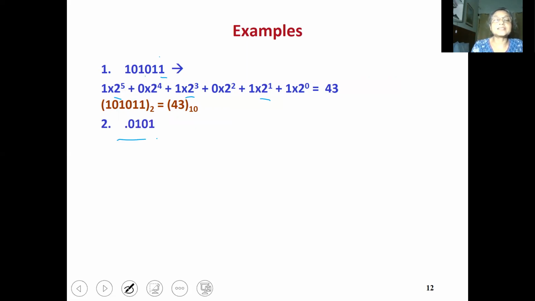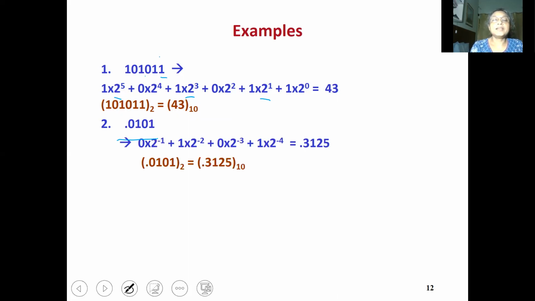Now let's take a fractional number, a pure fraction, 0.0101. So its value can be computed as 1 into 2 to the power minus 2 plus 1 into 2 to the power minus 4. And we can have a number which has both the integer part as well as the fractional part, and we can also compute it.